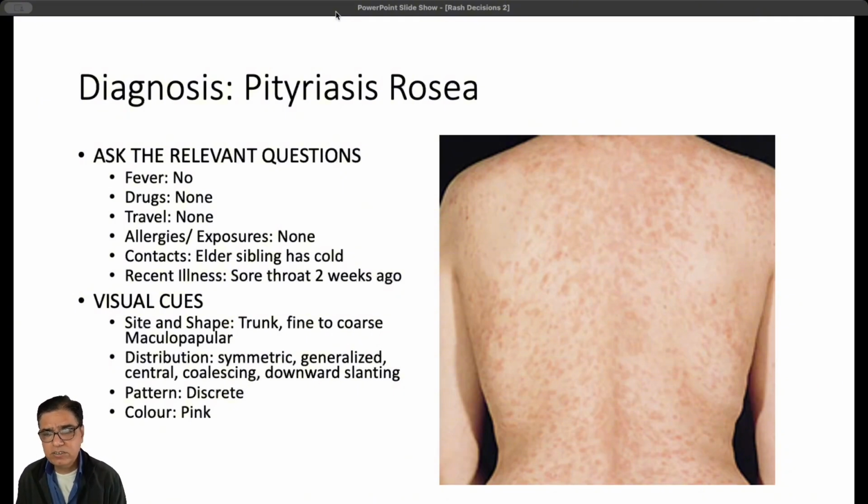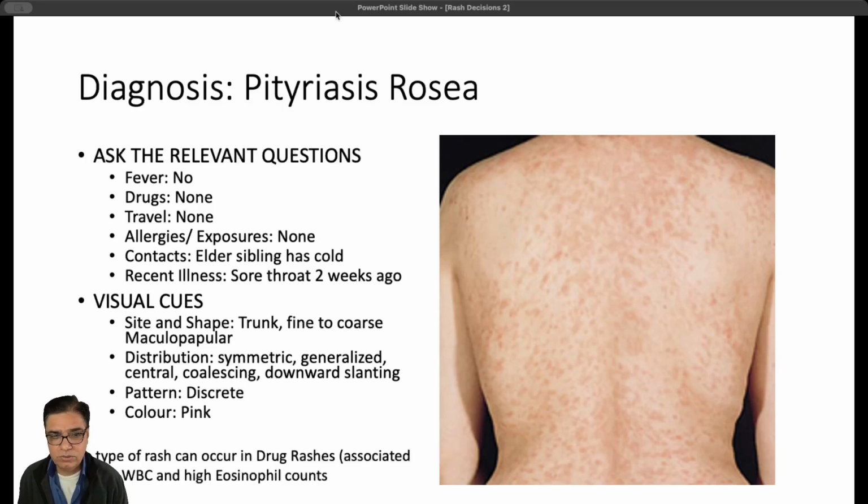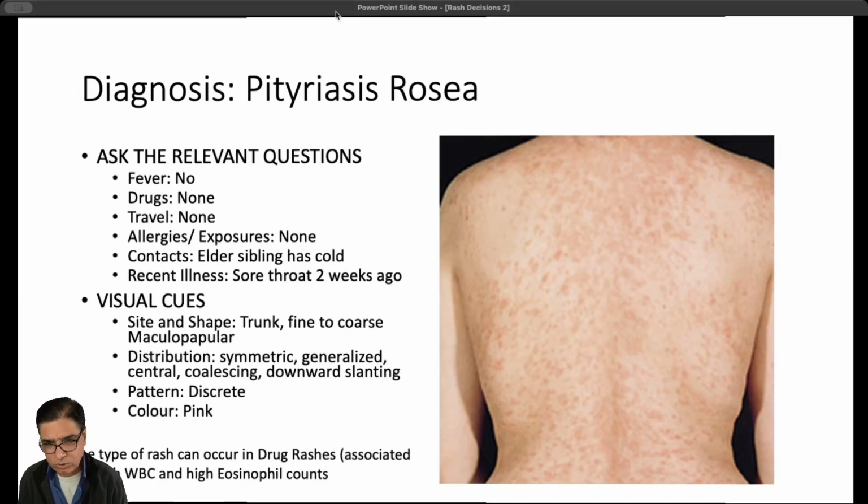So pityriasis rosea rash can be very similar to drug rash. Obviously there would be a history of drug, while in pityriasis rosea there is nothing, except that they had some illness a couple of weeks to months back. So these two rashes can be deceptively similar to one another, but as I told you, if I ask the right questions, you would know what you are dealing with. With drug rashes, remember, if you do blood tests, usually they've got a high white blood cell count and a high eosinophil count in most of the cases. Not in every case, but in most of the cases.